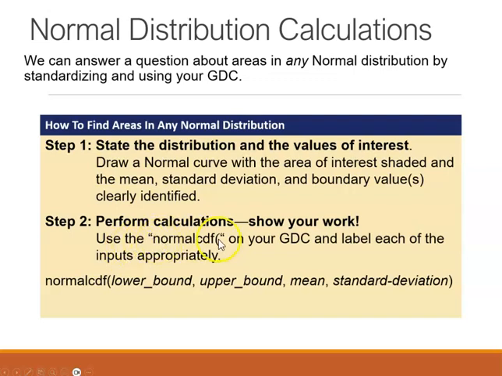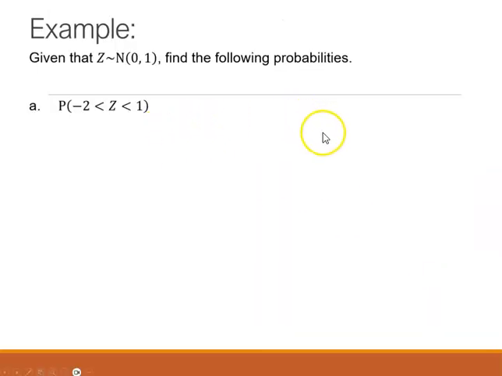So we'll do a normal CDF, always CDF. For the normal CDF, we give it a lower bound, an upper bound, a mean, and a standard deviation, and that'll output our probability for us. So let's look at an example. If you have your calculator with you, I invite you to take it out to follow along. If you would like to follow along and you don't have a calculator with you, I have a stack up here you're welcome to borrow.